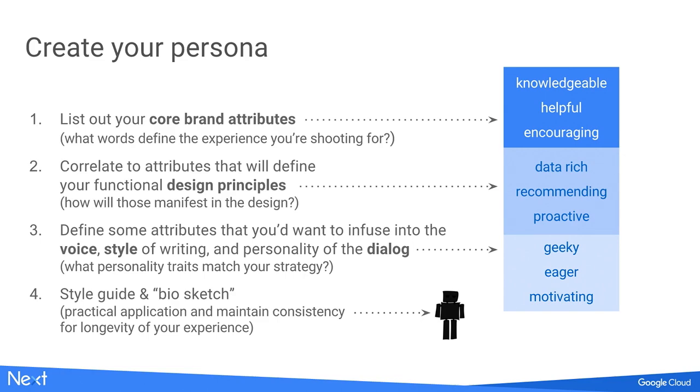Next, think about the actual dialogue writing. What is the voice? What's the style and persona that we want? And for us, we thought maybe a little geeky. I mean, this is still a Google conference, but eager and motivating as well. And finally, we recommend you create a style guide or a bio sketch that you can use to inform the writing of dialogue, a concrete artifact.